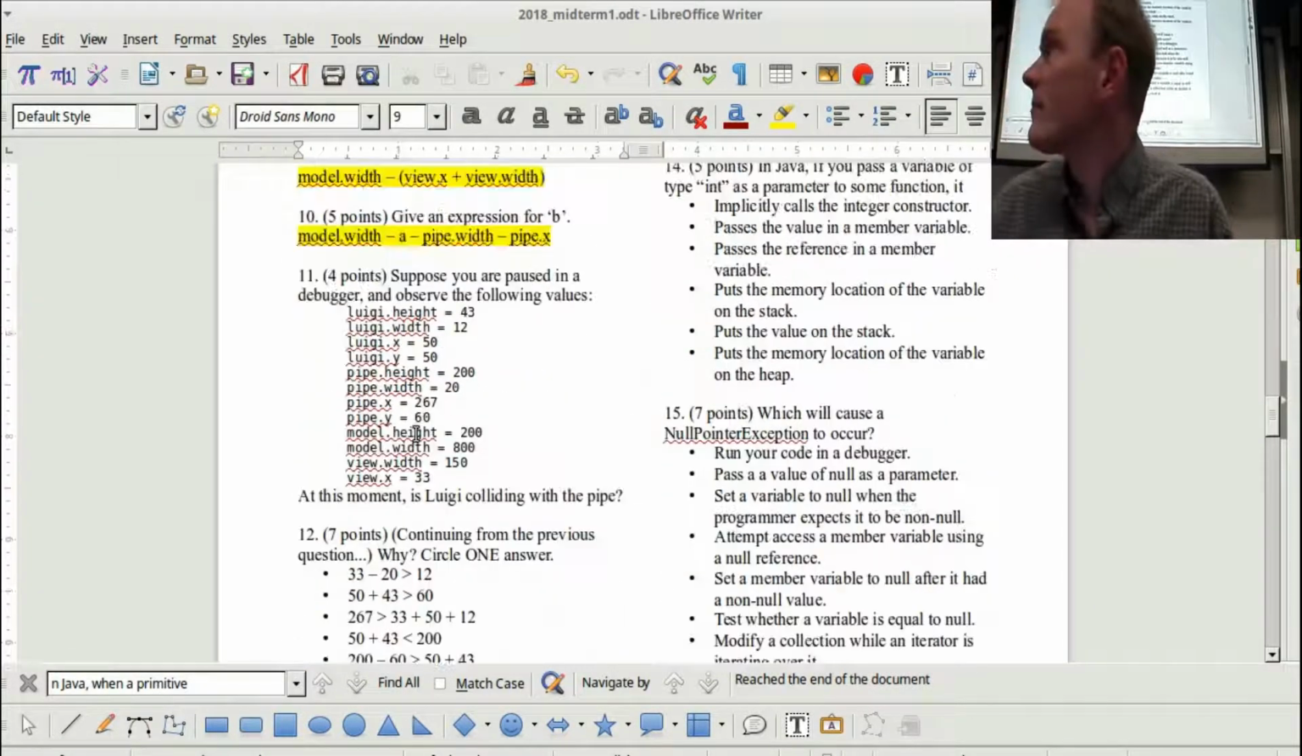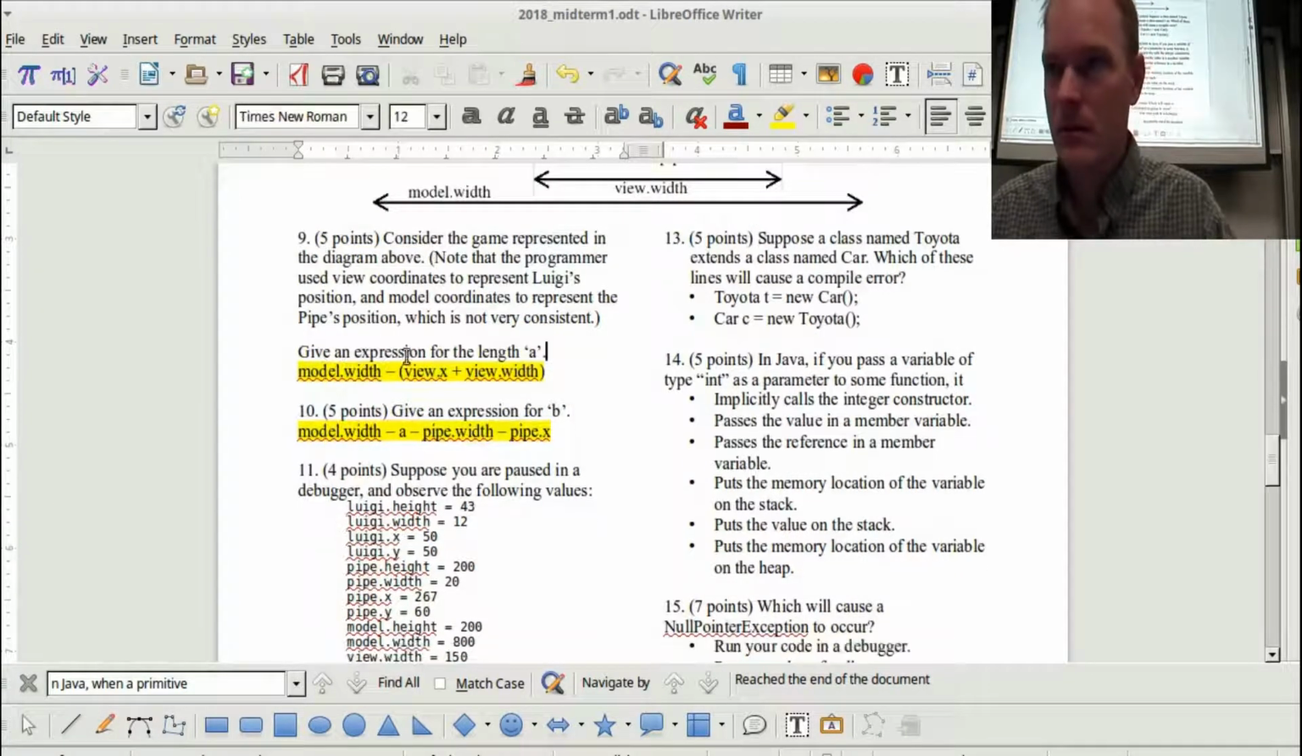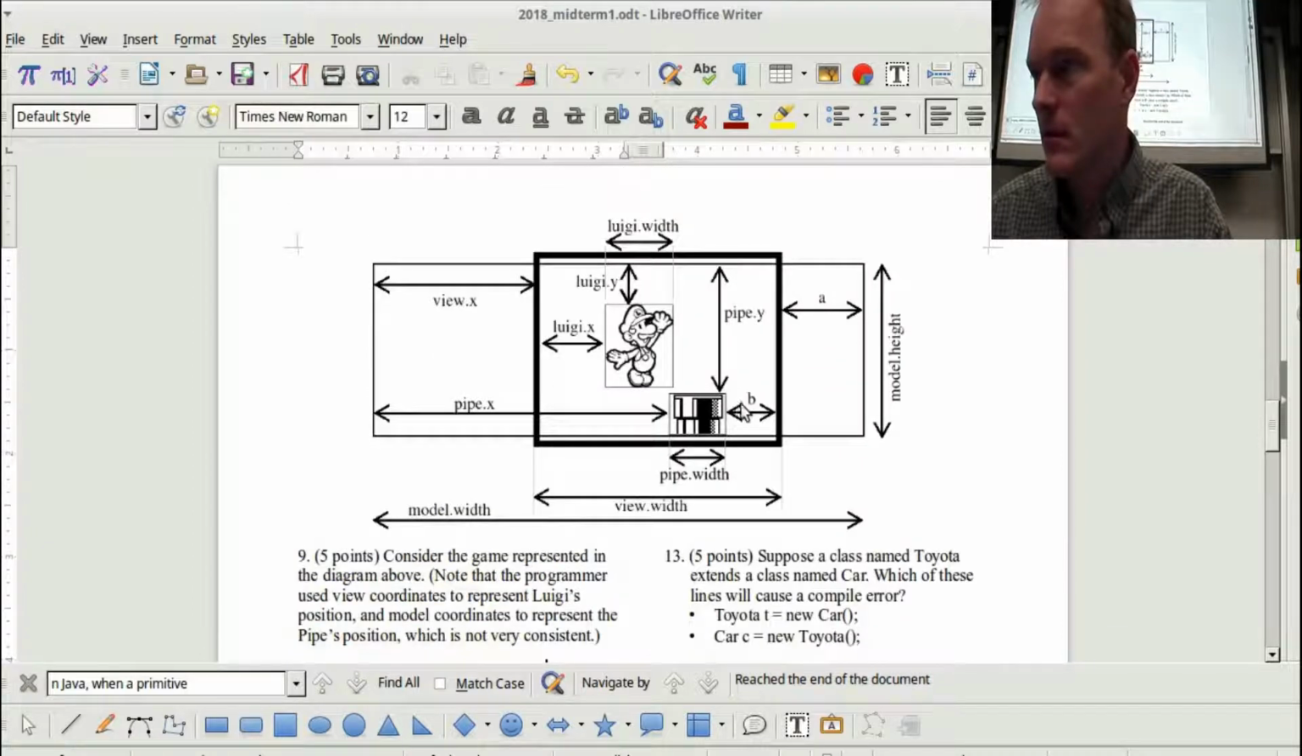Quick question. Yes? So do you need to calculate the B on the model, or can you, because it only goes from the pipe to the end of the view. Yeah. So could you have just done view width minus pipe width minus Luigi width minus Luigi X? What does Luigi have to do with the position of the pipe?